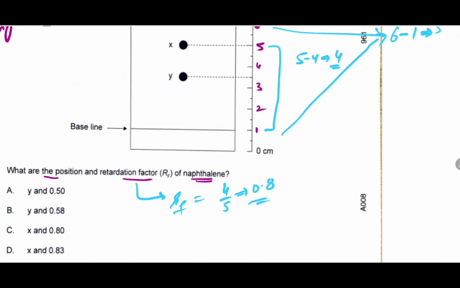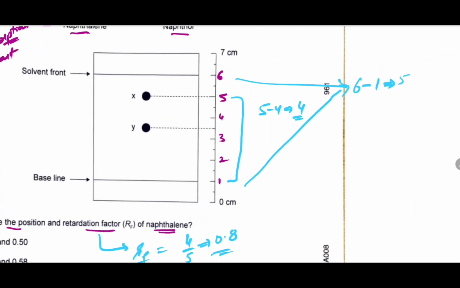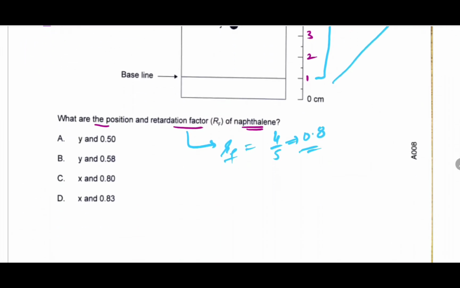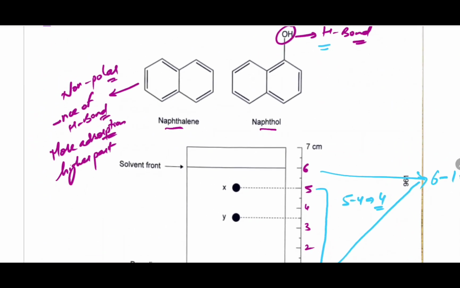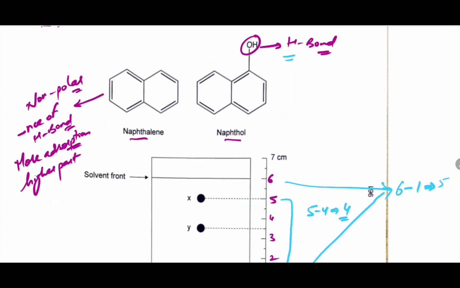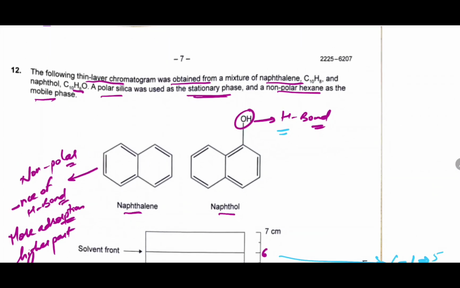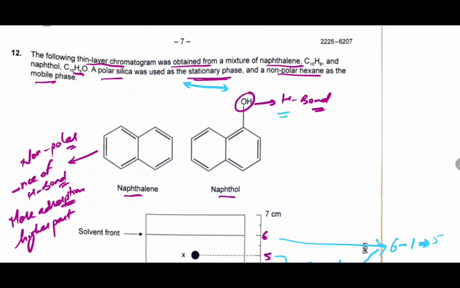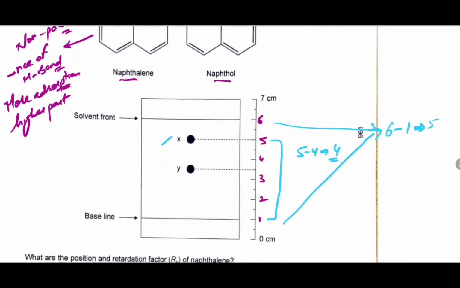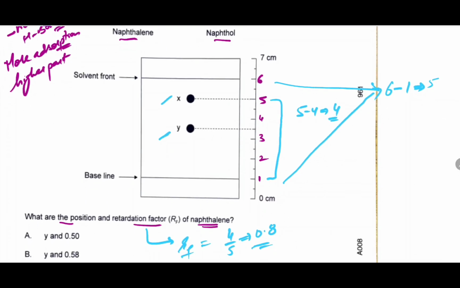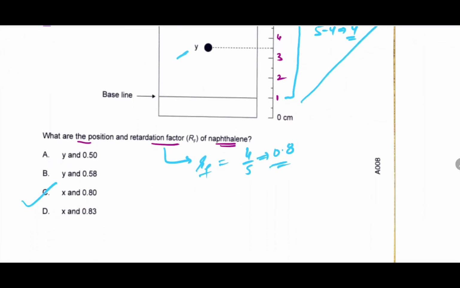For the position and retardation factor of naphthalene, the naphthalene will be at position number X and retardation factor is 0.80. That's the answer. Answer is C. Okay. What I did is, naphthol will absorb less because naphthol is hydrogen bonding. It will get connected to the polar silica. There will be interaction between the polar silica and the hydrogen bonded naphthol. It will not move more. That is, X will be your naphthalene and Y will be naphthol. And then we found out the retention factor. And thus we got the answer C.